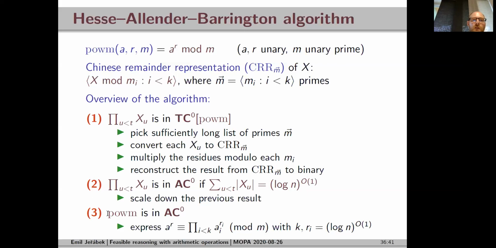We show that this powering of small numbers modulo small primes is in AC0. This is obtained by showing that we can express this a to r modulo m as a polylogarithmically long product of polylogarithmic powers of suitable numbers, which we can compute using the second part. And then we plug the third part into the first part, and we obtain that iterated multiplication is in TC0 because this extra function that we have here is actually redundant.